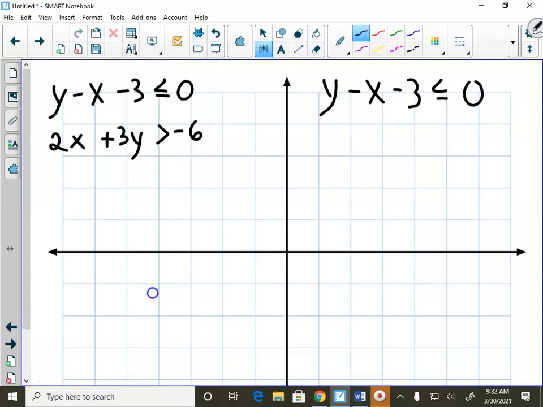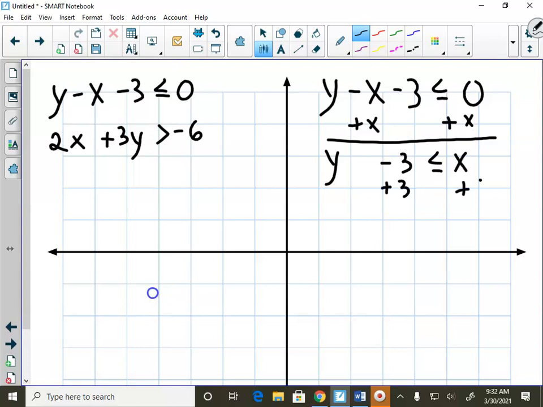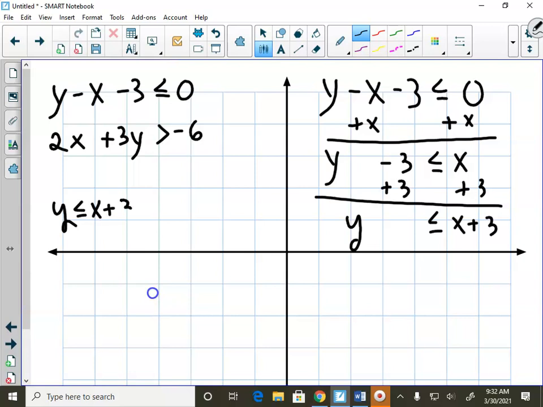So let's add x to both sides. So now we have y minus 3 is less than or equal to x. And then we'll add 3 to both sides. So we have y is going to be less than or equal to x plus 3. So that's going to be our first equation. So we know y is going to be less than or equal to x plus 3.